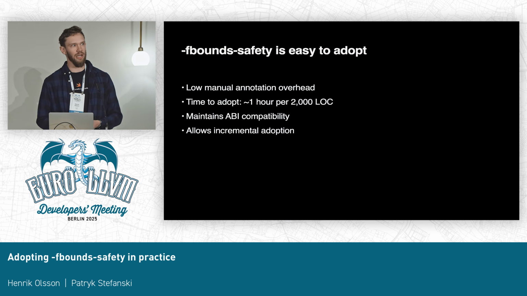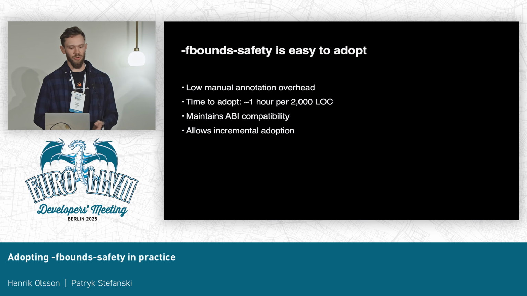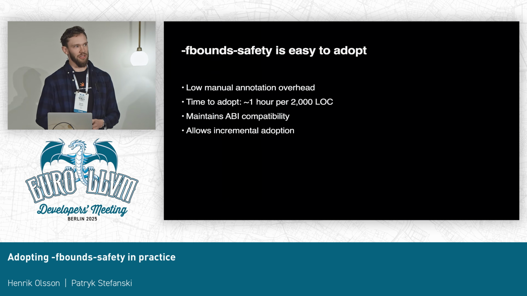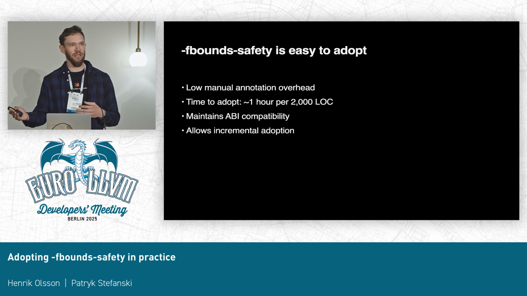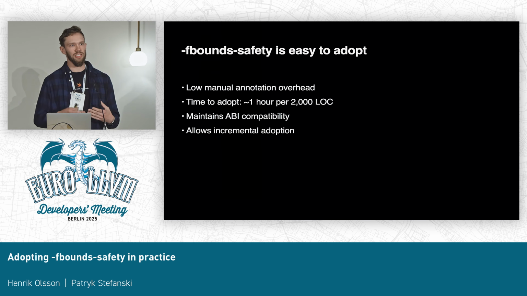Because it maintains ABI compatibility, you can still use libraries that don't use fbounds-safety. Or if your code base is a library, you can adopt fbounds-safety without breaking the builds of your users. This also enables incremental adoption. So you don't need to open a separate branch where you do the full adoption and then try to merge it back all at once. You can secure your code piece by piece over the course of several releases if you have to. And this is essential for securing large code bases.